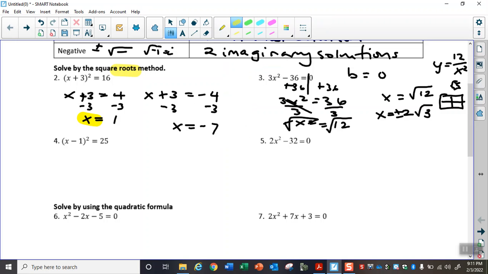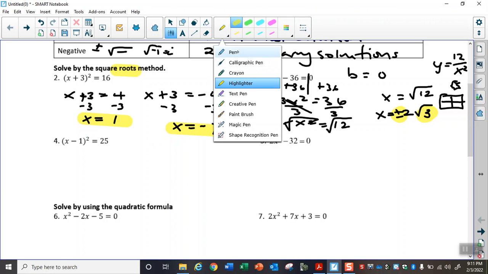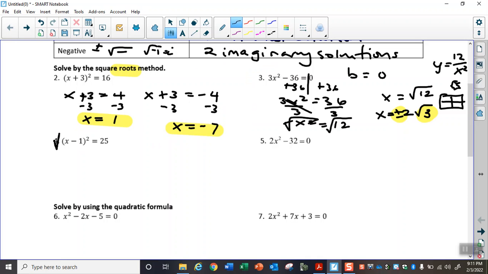I'll highlight my solutions. So there's 1, 2, and then since I have the plus or minus, that gives me 2 solutions there. These would be irrational because I've got that radical 3. All right, so I'm going to keep going with my square root method. Square root this side, square root this side.